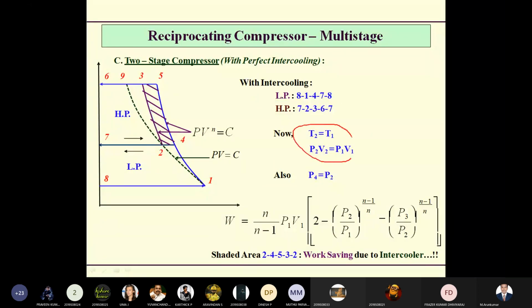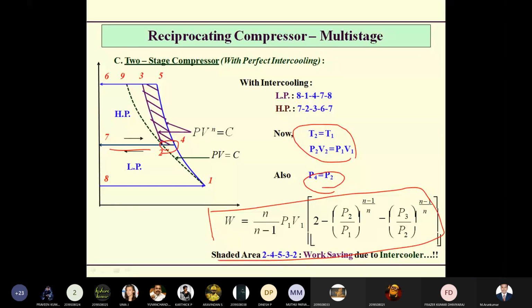We know that with perfect intercooling we have T2 equal to T1. So we can have P2 V2 equal to P1 V1. Also we have P4 equal to P2, the pressure is the same, right? So we can write the final equation of W as n by n minus 1, P1 V1 into [ (P2 by P1) power (n minus 1) by n minus 1 ] plus P2 V2 into [ (P3 by P2) power (n minus 1) by n minus 1 ].